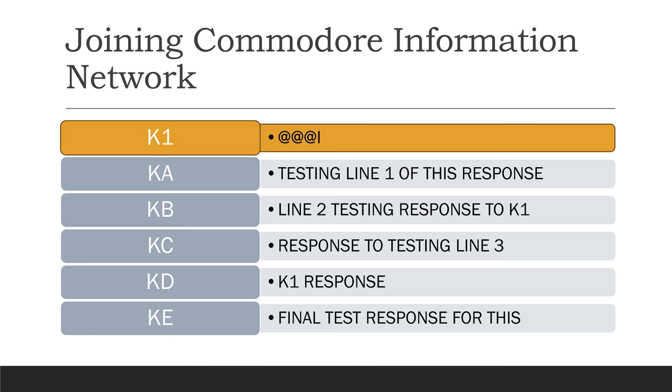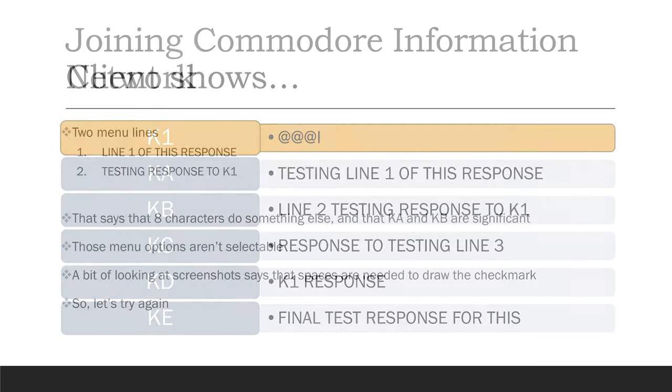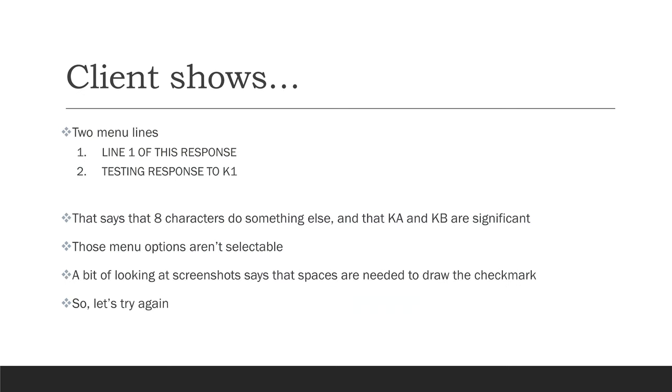So when you say as a user, I want to join the Commodore Information Network, the client eventually sends K1 and then this @I. In my responses I see KA, KB, KC, DK, KF, KG, a few more actually. So I said, let me send a whole bunch of these, give each one a different message, and see what shows up on the screen, if anything. The client only prints 2 lines and it's clipped the first 8 characters of those lines. Also, the menu options aren't selectable. The client's kind of confused, that's obvious.